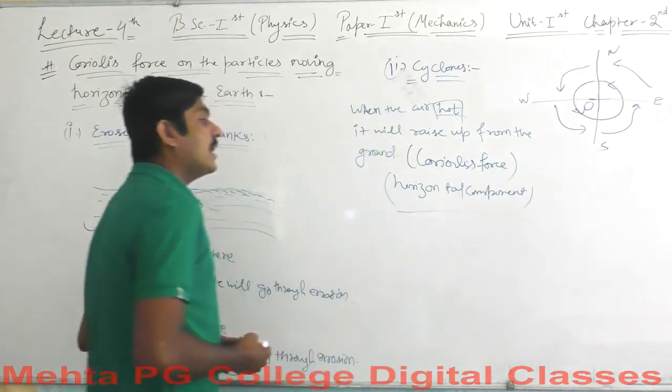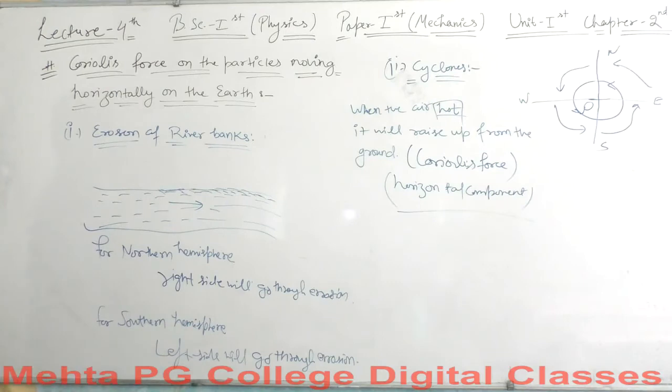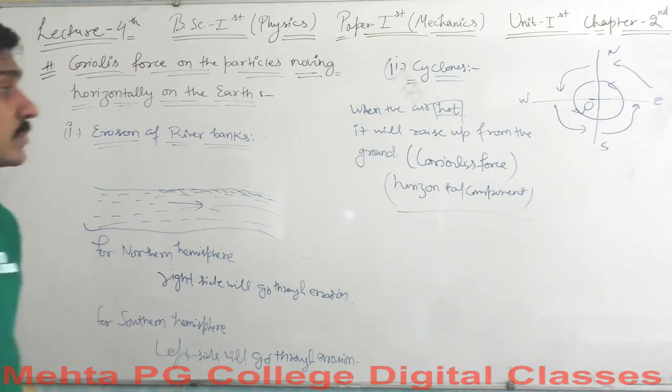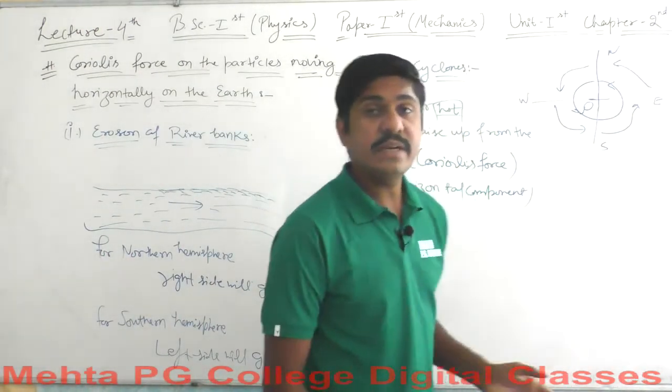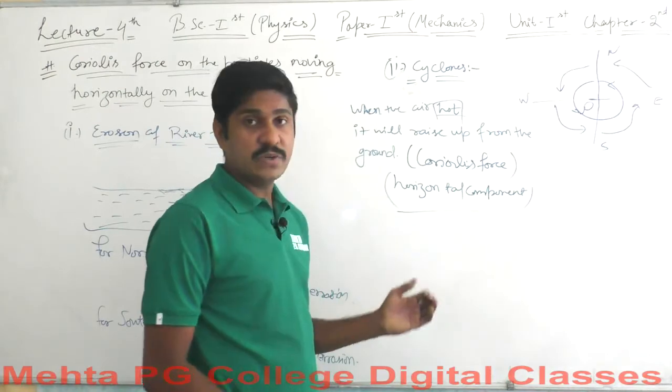This all happens due to the horizontal component of Coriolis force. So from these high pressure areas, the air keeps on rushing towards the low pressure area, and this is the Coriolis force acting here. So we will talk about the direction of rotation, in which direction it has been rotating.